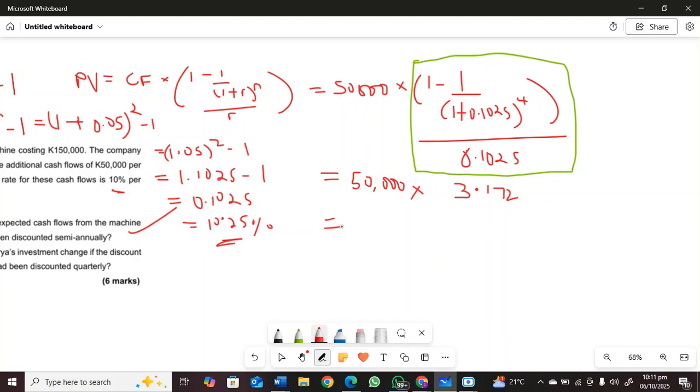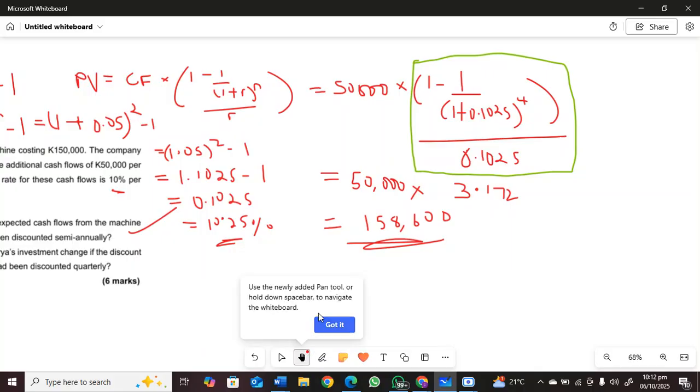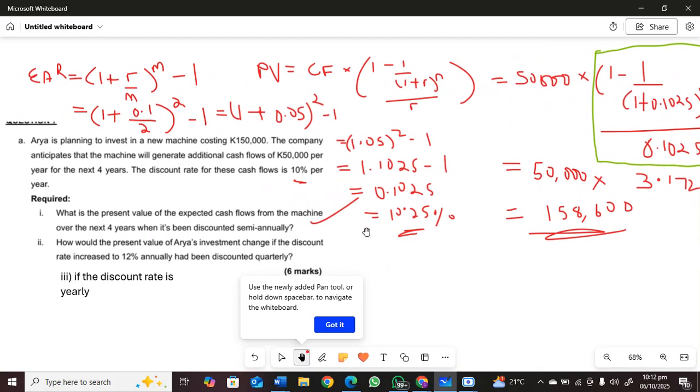You get 158,600 as the present value of the cash flows. So what we did again, we have matched the compounding period for the discount rate from a semi-annual basis to an annual basis, which is 10.25%. Once we matched the compounding period of the discount rate and the payment period, then we applied the present value formula.